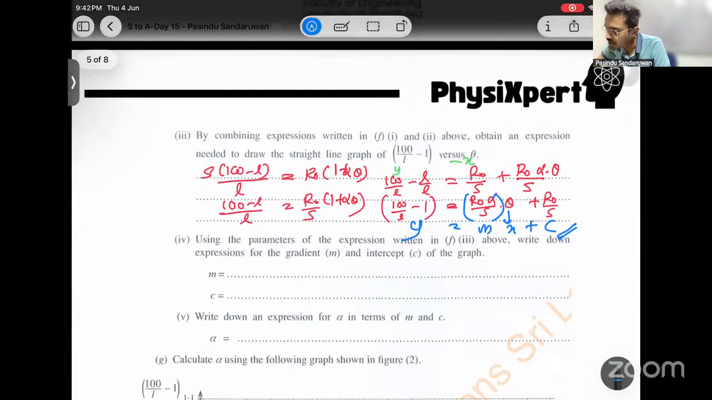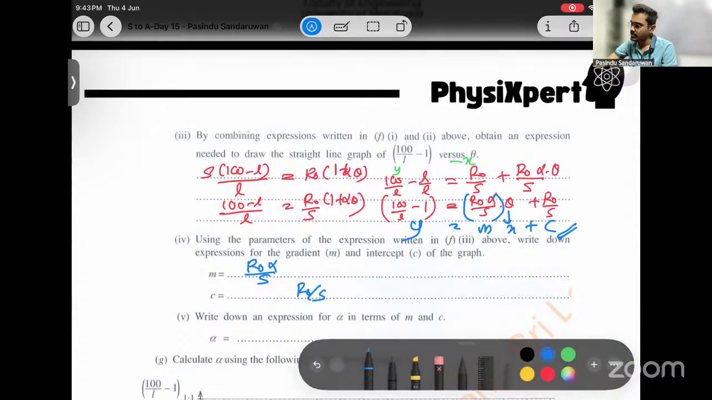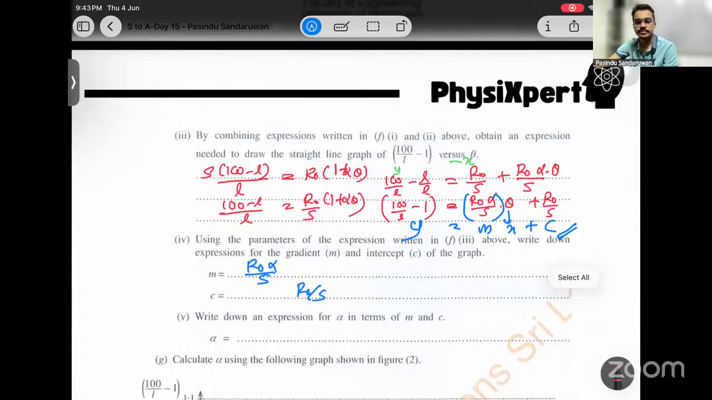Next, using the parameters of the expression written in part 3 above, write down expressions for the gradient and intercept of the graph, right? Gradient is R naught alpha over S. Intercept is R naught over S. Again, very straightforward.